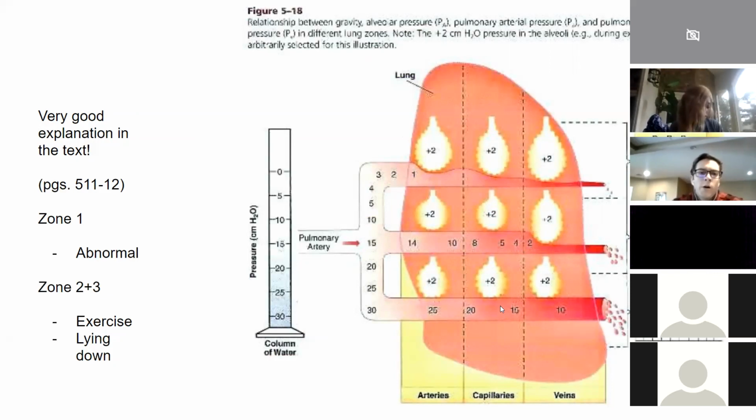So take a minute now and think about what the effect would be of lying down. How would lying down affect what zones exist within the lungs vis-a-vis zones 1, 2, and 3? Take a minute and think a little bit about that, and then we'll talk about it together. And I think there's a requirement for this in your assignment or somewhere.